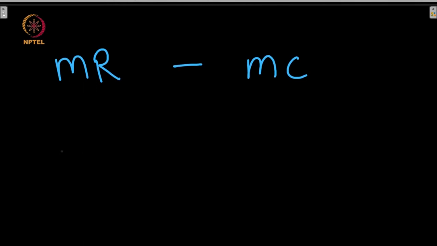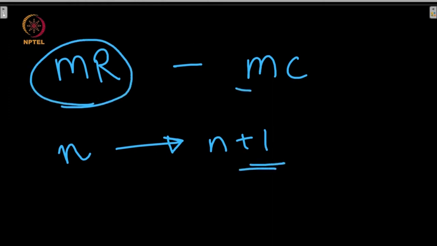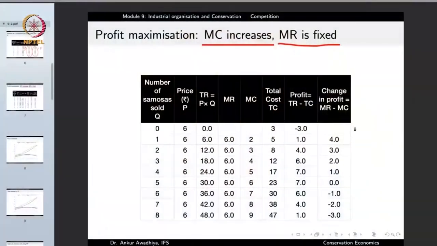What we are asking is, the firm has already sold n items and it wants to sell now n plus 1 items. So for this one item that the firm wants to sell, what is the marginal revenue? What is the marginal cost? Now, the difference will give us the change in the profits. So the marginal revenue minus marginal cost. So here you have marginal revenue, here we have the marginal cost.